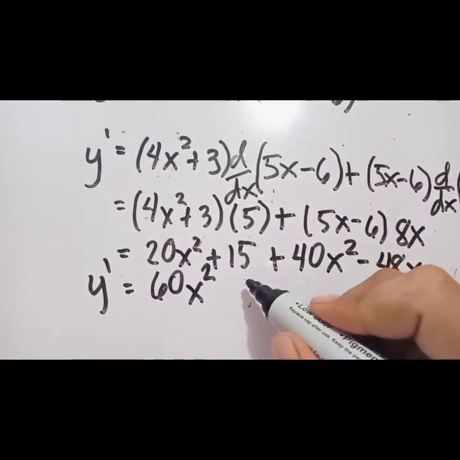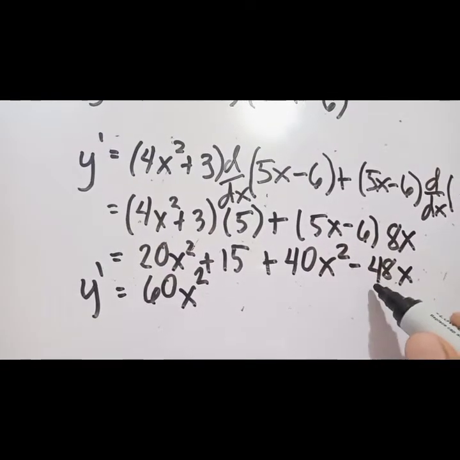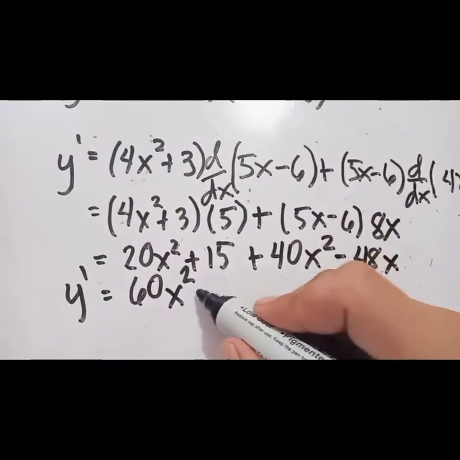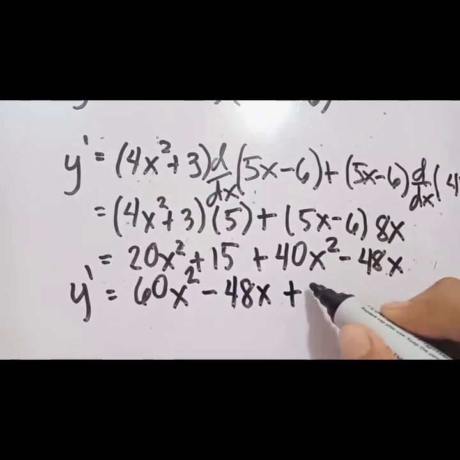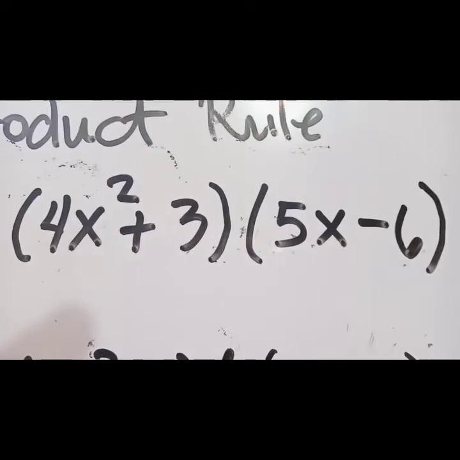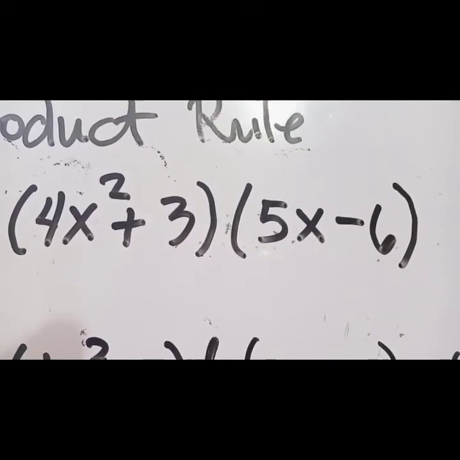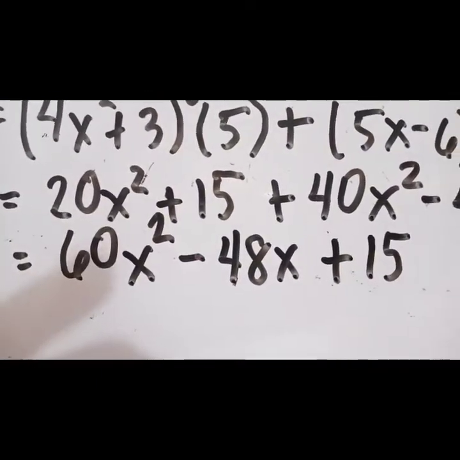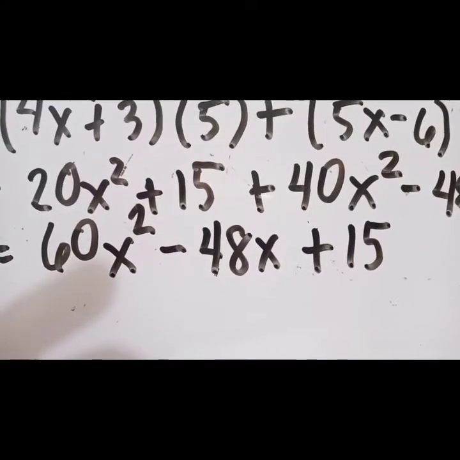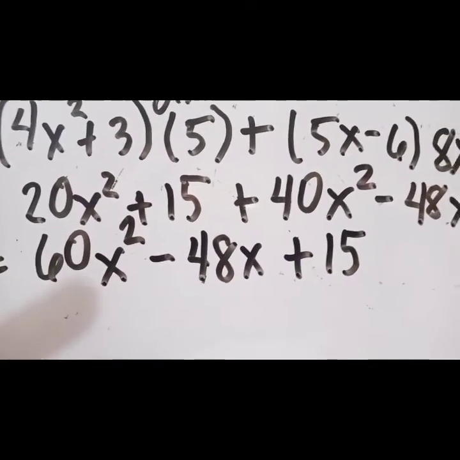15. Oh, and 48 is not a similar term. We just rewrite 48x plus 15. The derivatives of 4x squared plus 3 multiplied by 5x minus 6 is 60x squared minus 48x plus 15. O, tumama ba kayo?